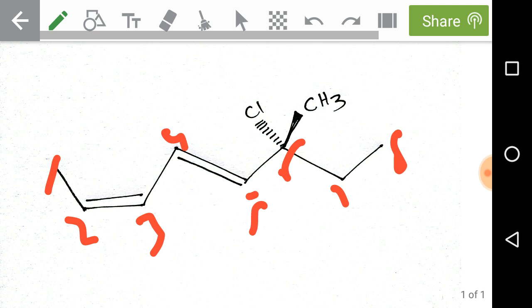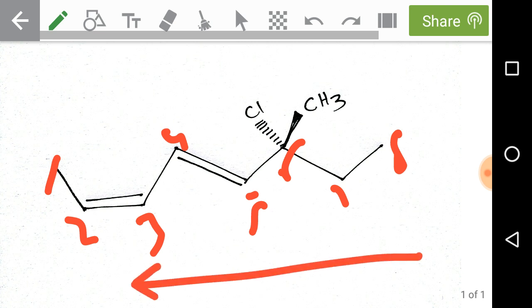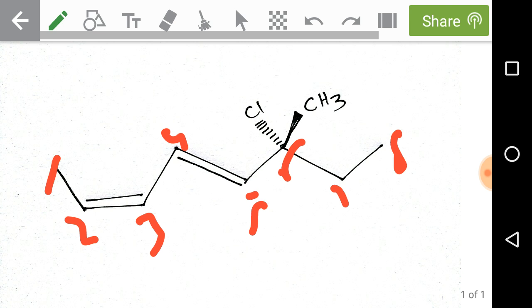If we give the numbering from right side to left side, it would be wrong, because numbering 1, 2, 3 and 4 that way means the principal functional group is getting the higher number 4, whereas from left to right it is getting 2. So we need to give the lowest numbering to that particular principal functional group on the parent chain. That is the IUPAC rule.